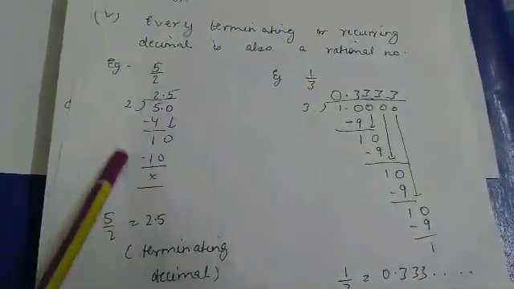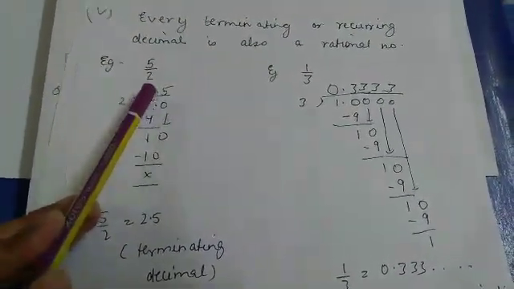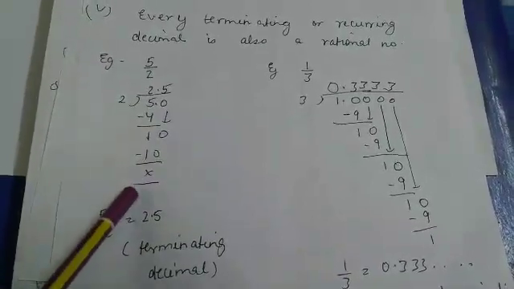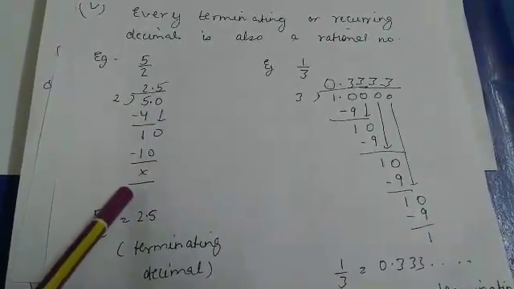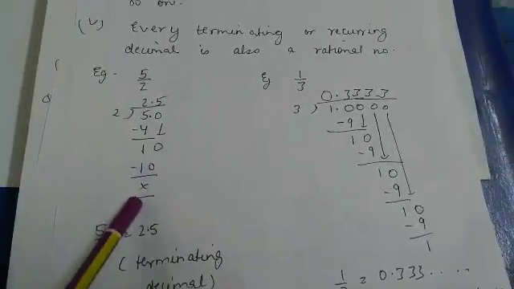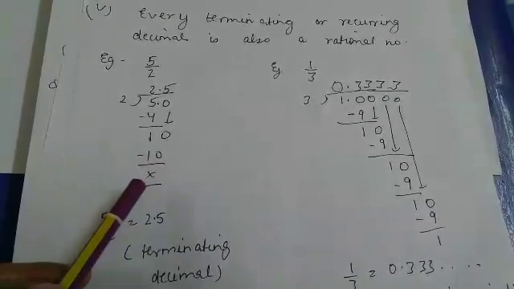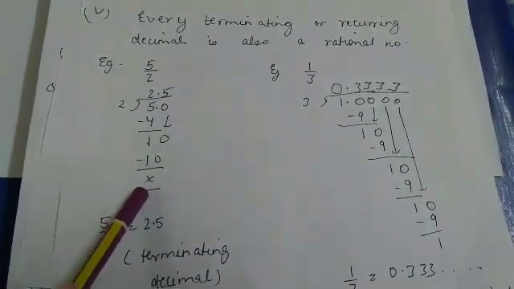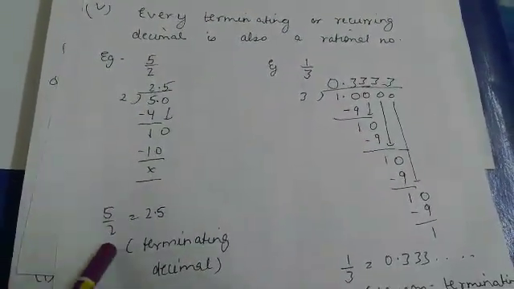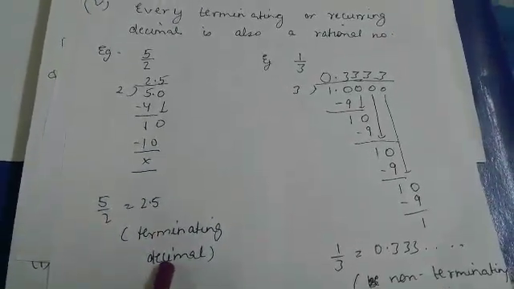I have shown the division here. Answer will be 2.5. That means after one decimal place the division is finished. Terminating means the division should end after a few decimal places. Here 5/2 equals 2.5, that means it is a terminating decimal.